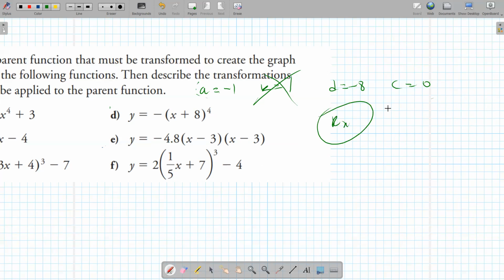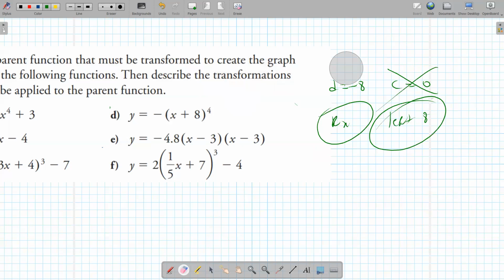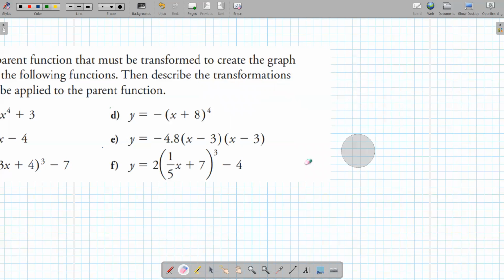Reflection on the x, D of -8 means it goes left 8. C is 0, you can ignore that as well. There we go. What's the parent function for E? What's the degree of that polynomial? 2. Yeah, good, it's 2.